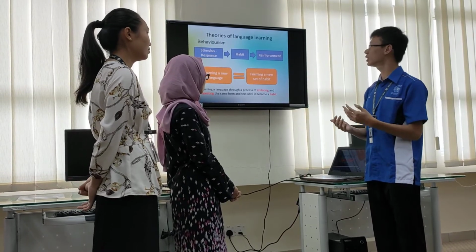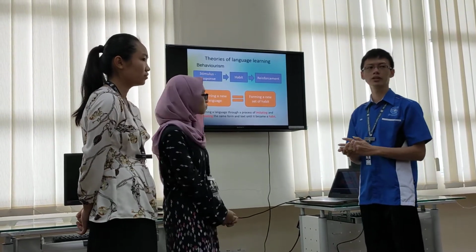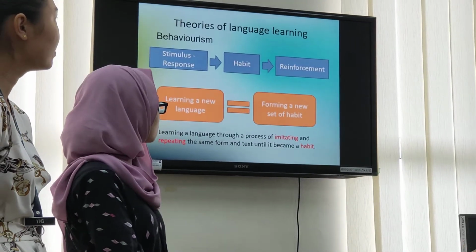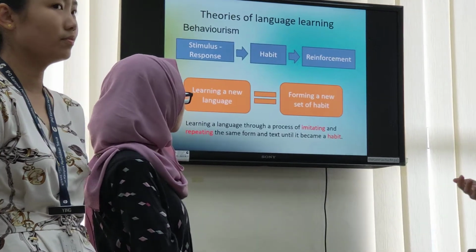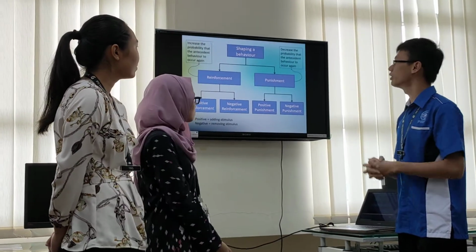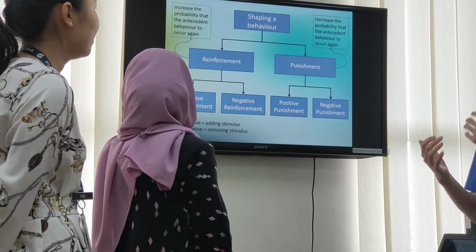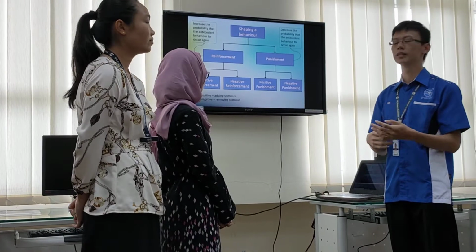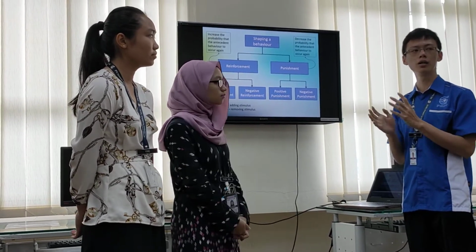After that, it is strengthened by reinforcement. In this theory, learning a new language is similar to forming a new set of habits. Learning of a language is through a process of imitating and repeating the same form and text until it becomes a habit. Then the reinforcement has two types: reinforcement and punishment. Reinforcement increases the probability that the behavior we want will occur again. Punishment decreases the probability that the behavior we don't want will occur again.